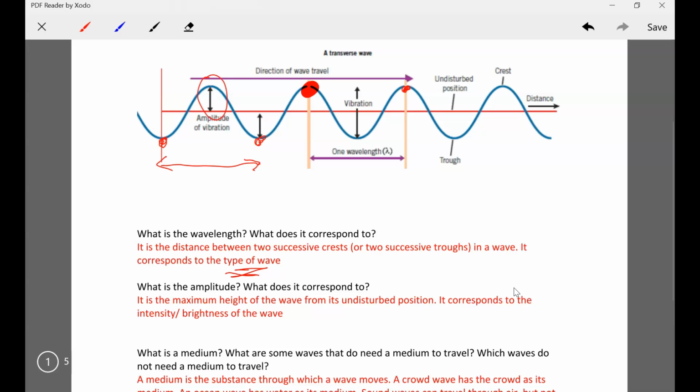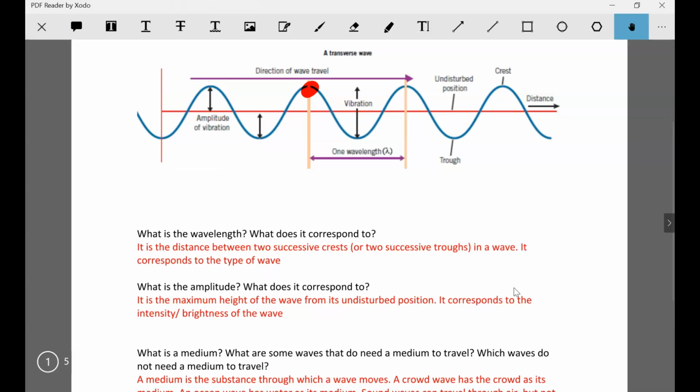We also learned about what an amplitude is. So the amplitude is the maximum height of the wave from the undisturbed position. So if the undisturbed position was the red line, the maximum height is from the red line to the crest or from the red line to the trough. Those two distances are equal to each other, and it corresponds to the intensity of the wave.